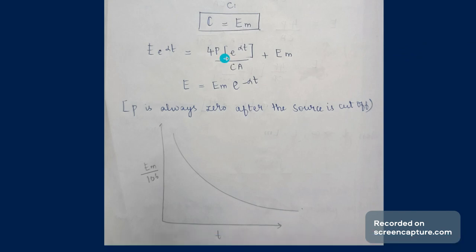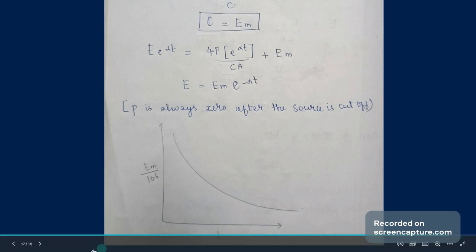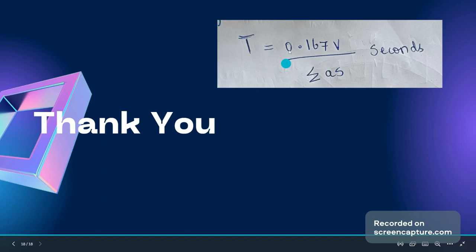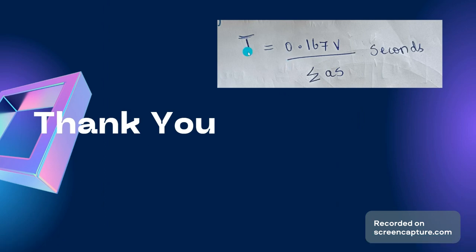Once again, P is going to be zero because P is always zero after the source is cut off. For the complete decay of sound energy, we are considering that the source has been cut off. At any time after the source has been cut off, the power is zero. So E is equal to Em e power minus alpha t. When we plot this graph, we can see that the energy decreases exponentially from the maximum value as time goes on. And this is the final formula of Sabine, where T, the reverberation time, is given by 0.167 V, the volume, divided by sigma AS.